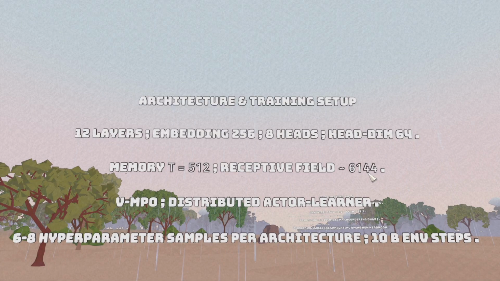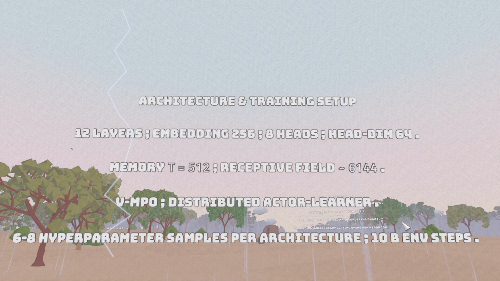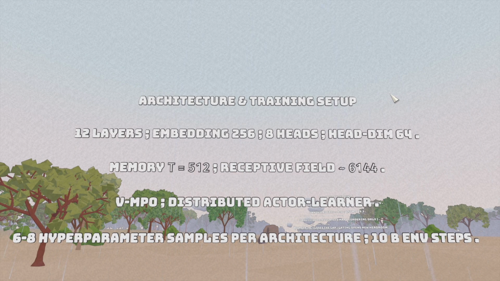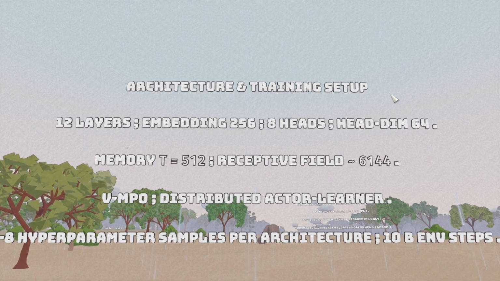The training is done, as mentioned, with V-MPO, an on-policy expectation maximization method, and it's done in a distributed actor-learner setup. For every architecture in this paper, they sample 6 to 8 V-MPO hyperparameter configurations from a fixed distribution, and they report the mean and standard error over runs to complete the 10 billion environment steps for each of the tests. And they show that overall, it does really well.